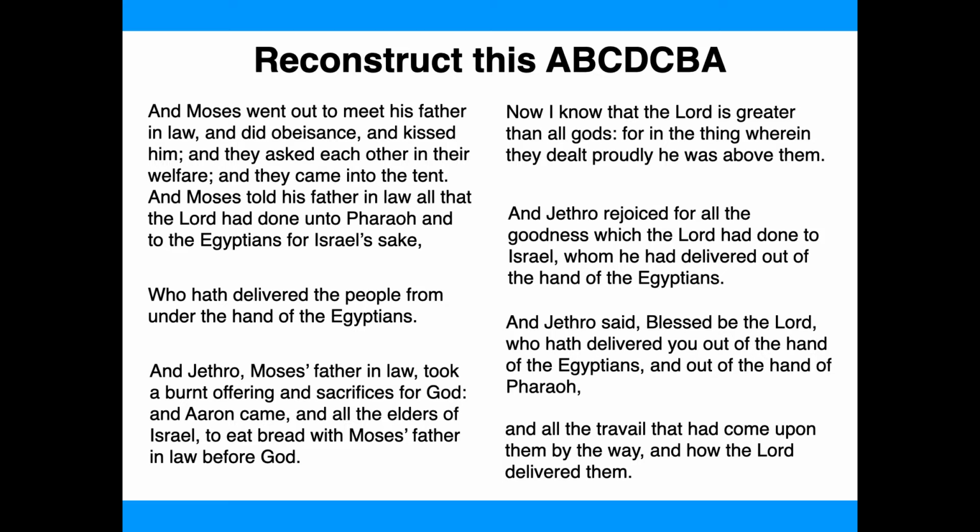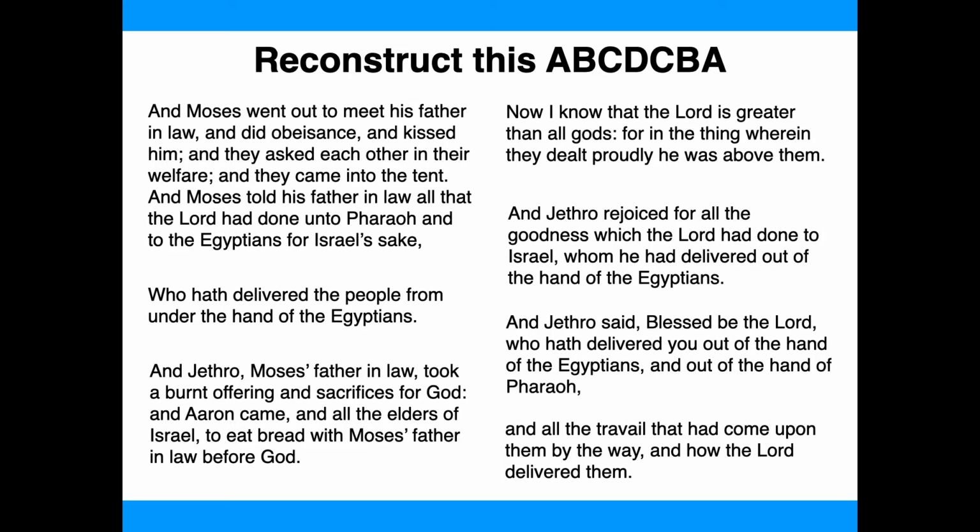The next one, as we move backward from the apex, is highlighted in orange. The top one is, "And Jethro rejoiced for all the goodness." The bottom one that matches it says, "Who hath delivered the people from under the hand of the Egyptians." Now see if you can find the remaining 4 and what order they should be in. A big hint throughout all of these is to look at punctuation. You want to make sure that the verse would read how it would in the scriptures.